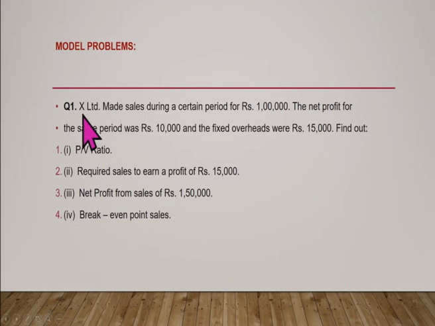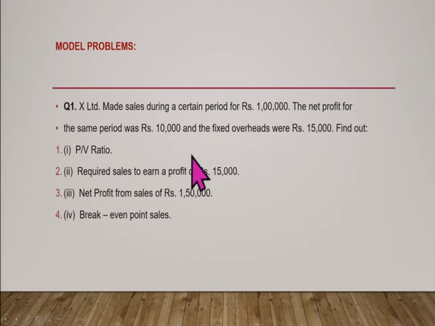Now, the problem: X Limited made sales during a certain period of rupees 1 lakh. The net profit for the same period is 10,000 and fixed overheads are 15,000. Find out the PV ratio. See, according to the marginal costing equation, we have 3 variables here: sales, profit, and fixed cost are given. We have to calculate the PV ratio, the required sales to earn a profit of 15,000, the net profit from sales of rupees 1,50,000, and the break even point sales.